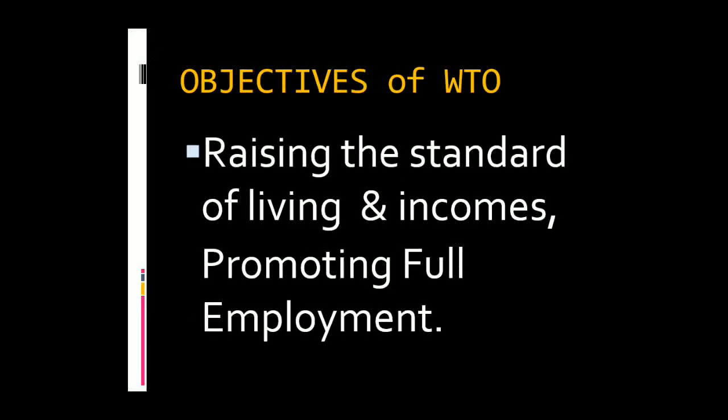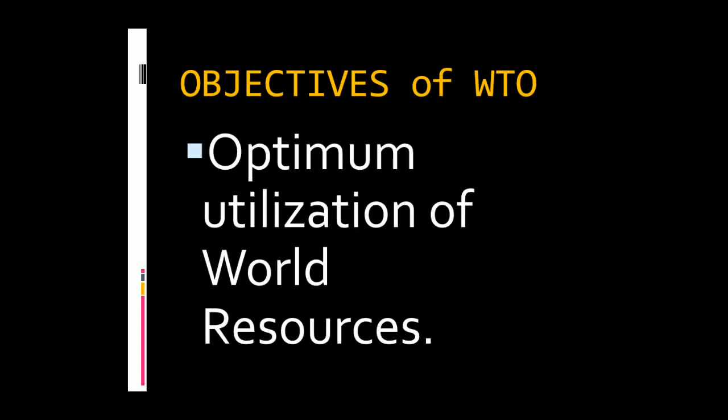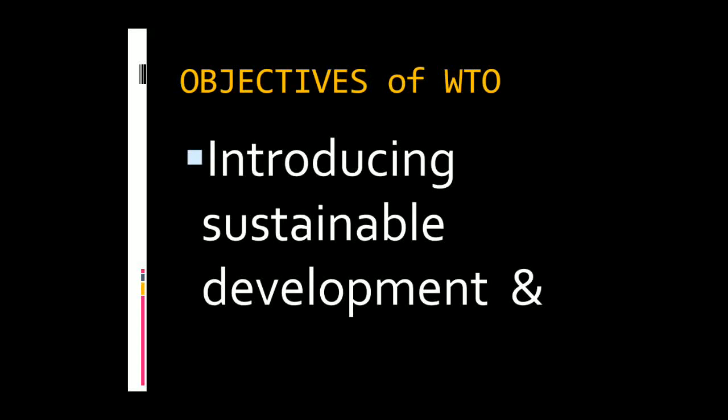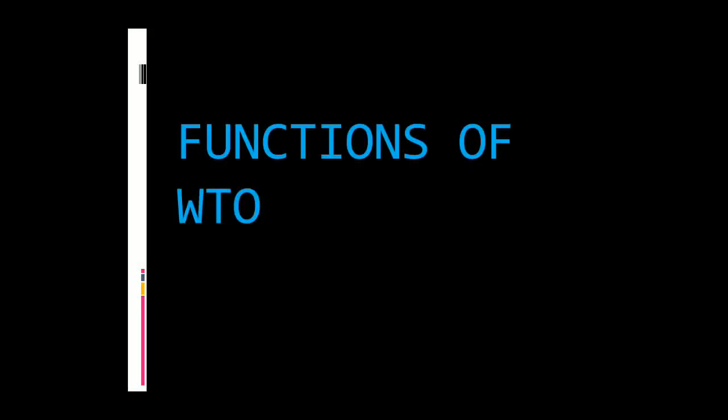The objectives of WTO: it raises the standard of living and income and promotes full employment of the member countries. Second objective is it expands production. The third objective is optimum utilization of the world resources. The fourth objective is introducing sustainable development. And also it helps the less and developing countries to have a remarkable share in the world trade and sees that the developed countries are not exploiting the less and developing countries.